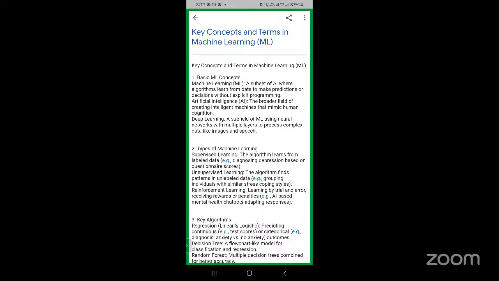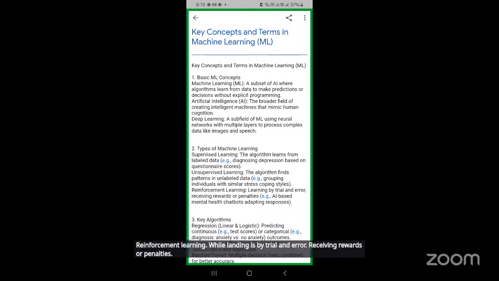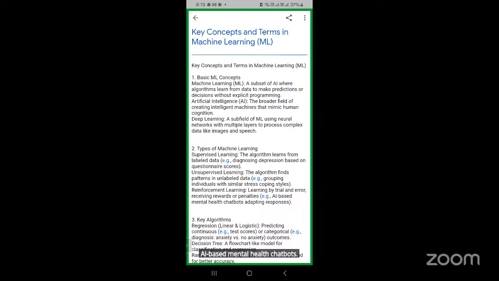Types of machine learning. Supervised learning, the algorithm learns from labeled data. That is, diagnosing depression based on questionnaire score. Unsupervised learning, the algorithm finds patterns in unlabeled data, grouping individuals with similar stress coping style. Reinforcement learning, where learning is by trial and error, receiving rewards or penalties. AI-based mental health chatbots, adapting responses.